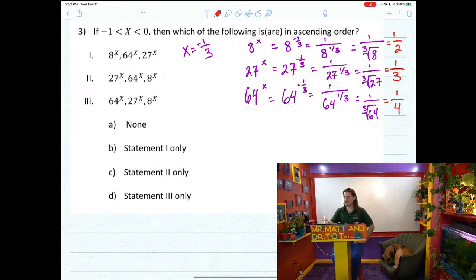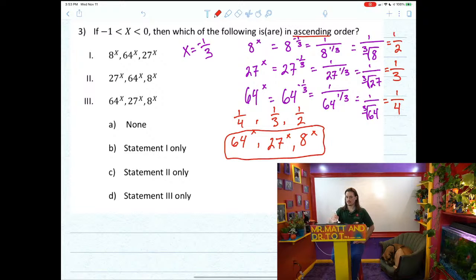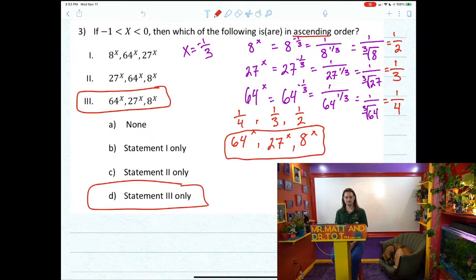So if we're going in ascending order, going from least to greatest, that's going to be 64 to the x, or in other words, 1/4, 1/3, 1/2, or 64 to the x, 27 to the x, and 8 to the x. That's statement 3 only, which is answer selection D.